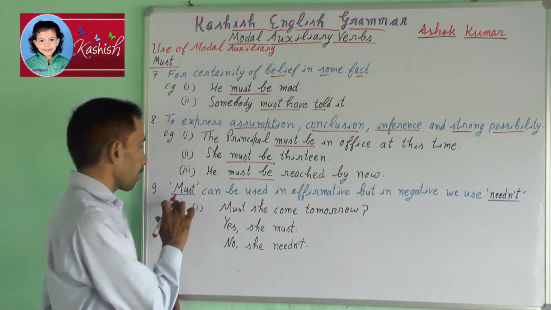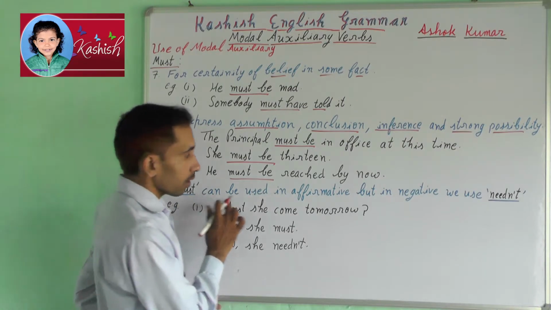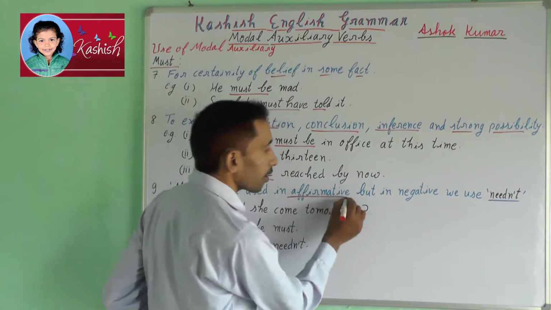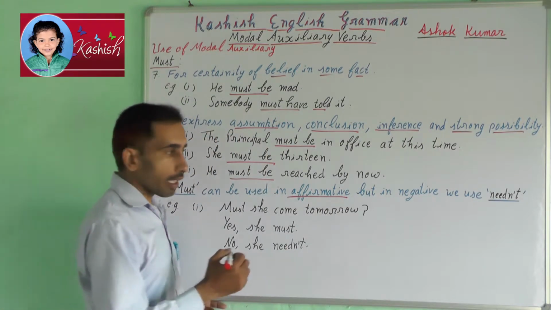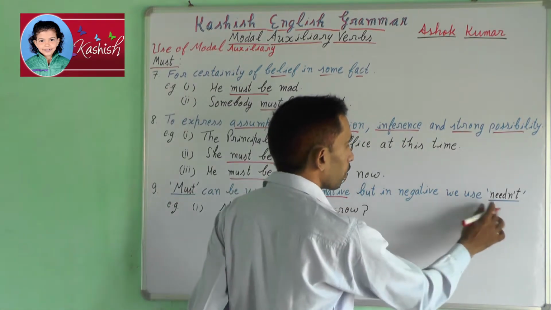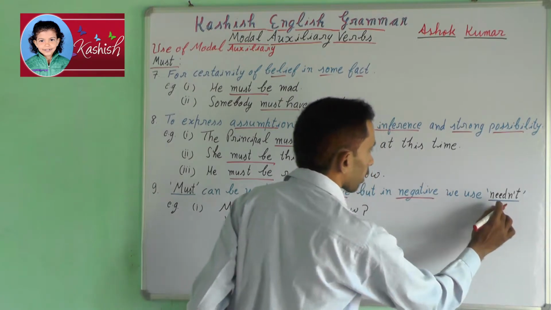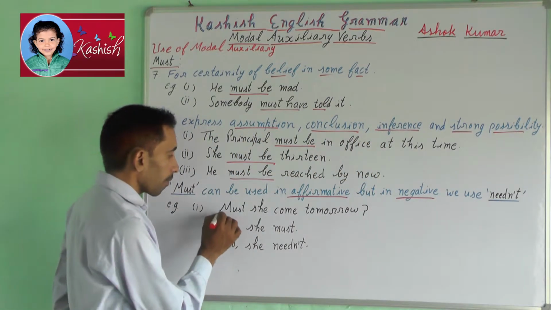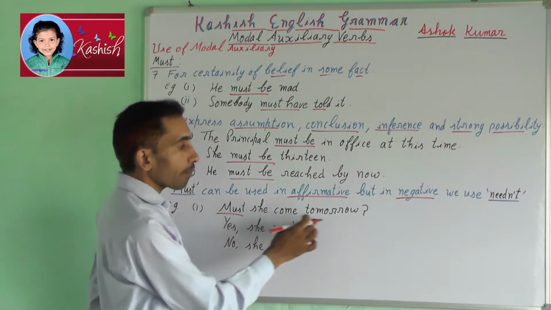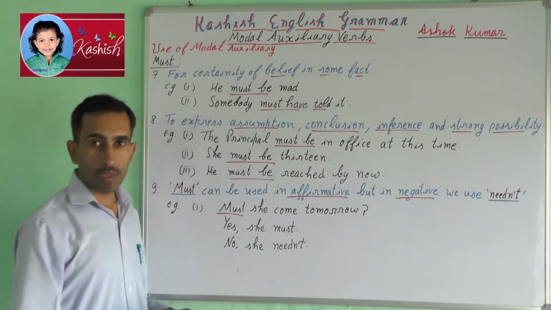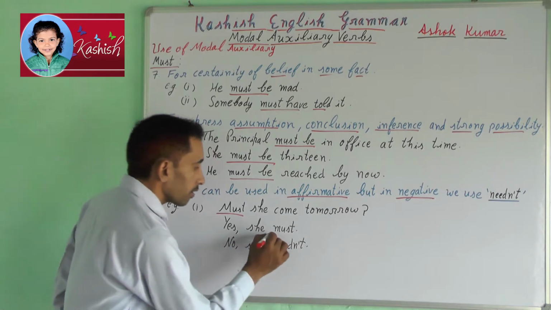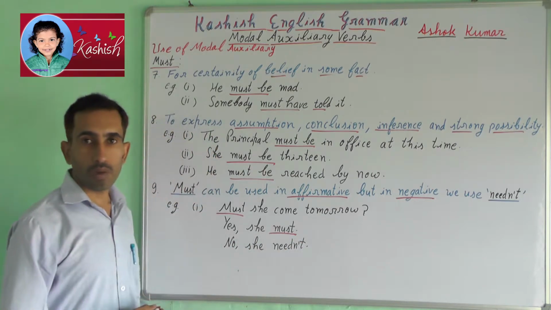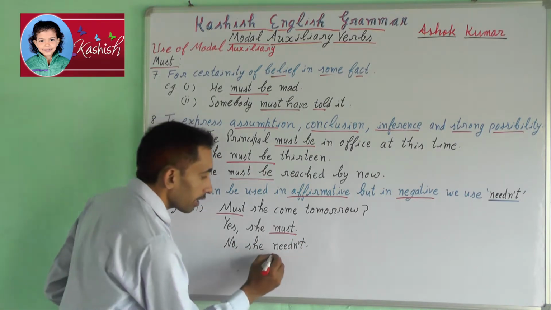Ninth, must can be used in affirmative, but in negative we use needn't. For example, must she come tomorrow? Yes, she must. No, she needn't.